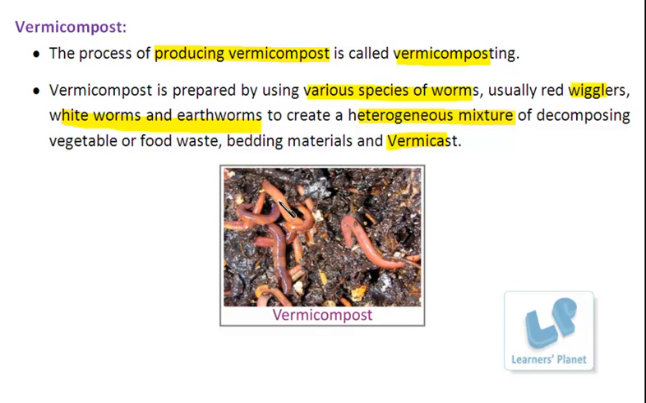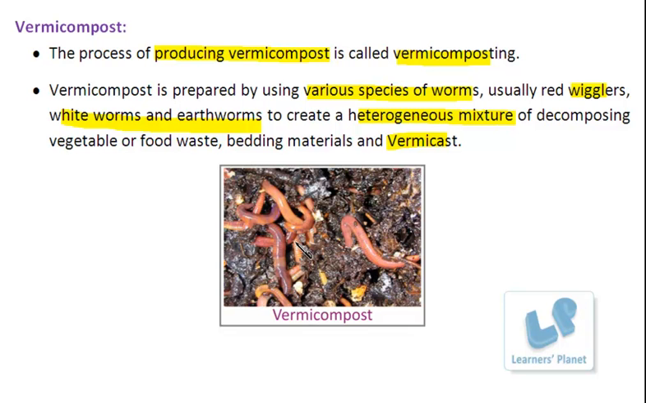Now here is a picture. As you can see here, this is the waste which is mixed with the earthworms, right? And of course, in earlier classes you have studied that earthworms are the friends of the farmers, isn't it? So these friends, the earthworms, help in the preparation of the vermicompost. This vermicompost is not only a rich source of nutrients, but it also helps in maintaining the moisture level in the soil. Thus, it also serves as a soil conditioner. So these are the different types of manure.